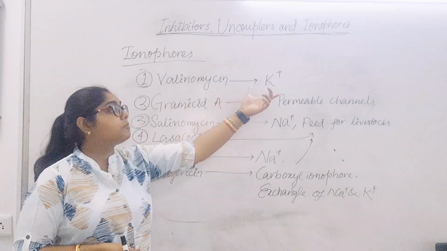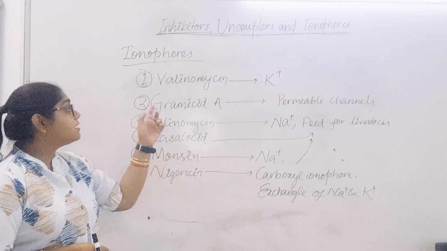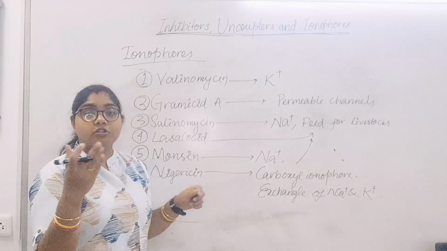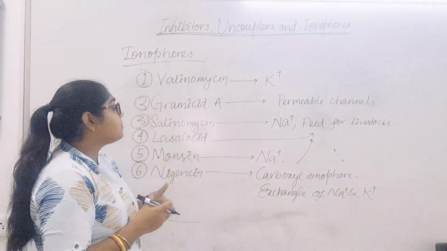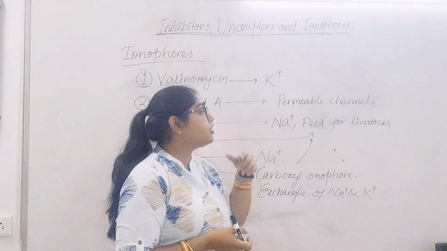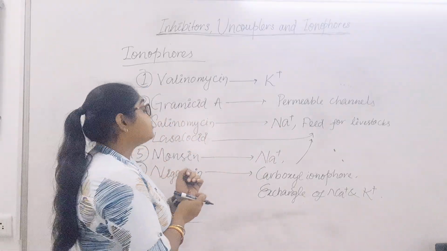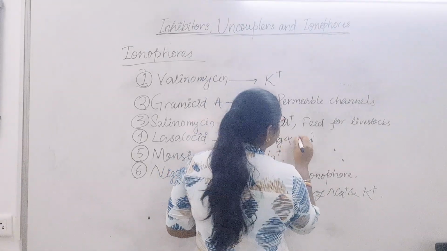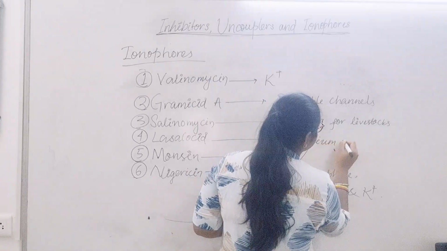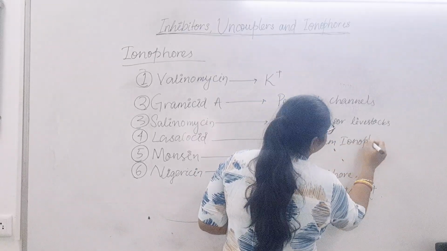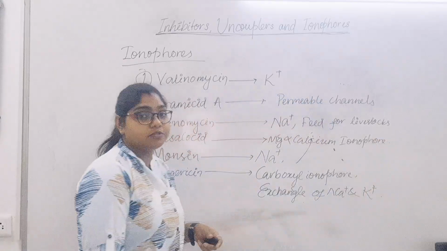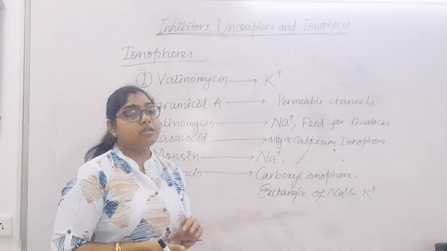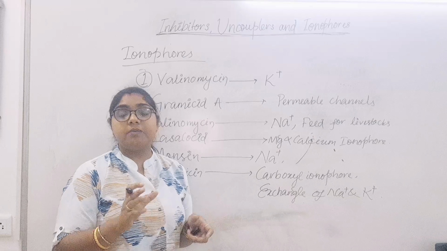Valinomycin makes the mitochondrial membrane permeable to the potassium ion. Gramicidin makes a permeable channel across the membrane for the movement of various ions. Then salinomycin acts as a sodium ionophore. Then lasalocid acts as a magnesium and calcium ionophore and is also used as a feed for livestock. Then monensin also acts as a sodium ionophore. Then nigericin is a carboxyl ionophore, and it also helps in the exchange of sodium and potassium.